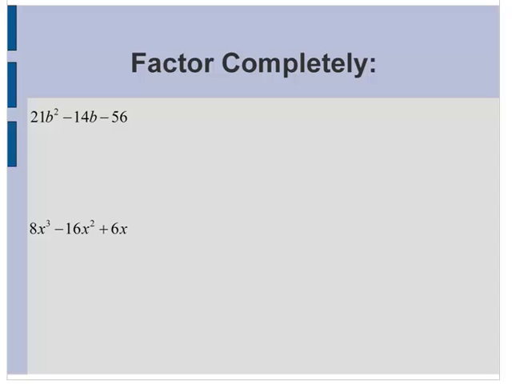Alright, 21b squared minus 14b minus 56. Let's factor completely. So, is there a common factor? Yes, this has a common factor. So notice that this can be written as 7 by 3b squared minus 2b minus 8. Alright, so notice that this one had a common factor, so let's factor that out first.